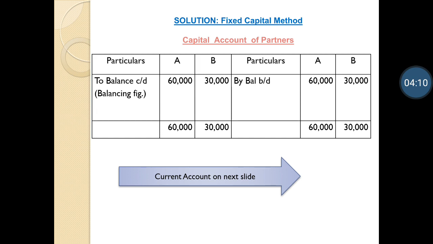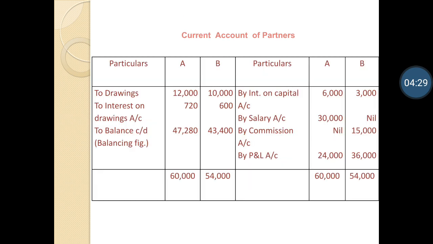Let's see the second method, that is the fixed capital method. As we have discussed, we have to prepare two accounts, a capital account and a current account. This is the capital account; the current account is on the next slide. Capital account, credit side, by balance brought down, that is the opening figure. There is no additional capital and no capital withdrawn, so directly the closing figure comes. Let's see how the current account looks. All the remaining items, that is interest on capital, salary, commission, and share of profit, are on the credit side. On the debit side, there are drawings and interest on drawings.